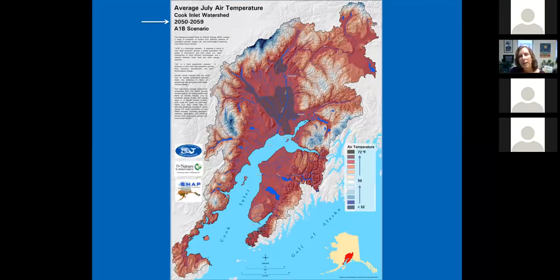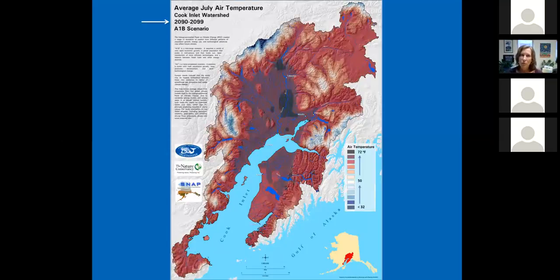But then as we go forward to the next slide, this is a depiction of what the models tell us things will look like in 2050. And what you'll notice first, those darker colors are warmer temperatures, and you'll see that the middle part, north of Anchorage in the Mat-Su Basin, we're seeing much warmer temperatures. And then if we go to the next slide, which is the projections for 2090, we see that in the middle there in the sort of Willow area in South Central, that area is seeing temperatures that will be above about 72 degrees Fahrenheit as an average temperature in July.